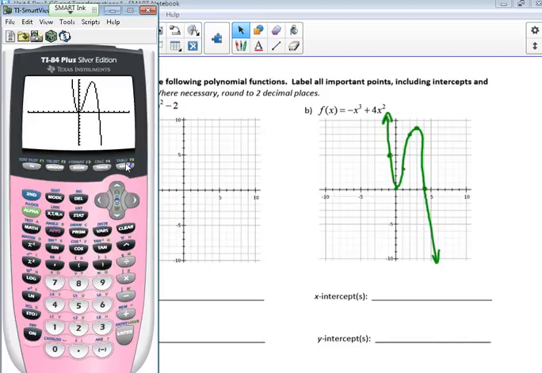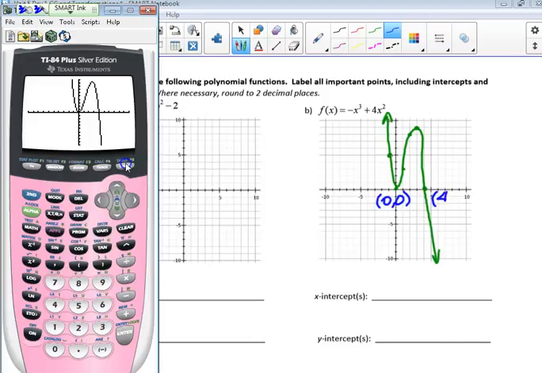So they want me to label intercepts. Can anyone see what my intercepts were? You could look at the table if you need to. Well, what was this intercept right here? 0, 0. Right? Anything where the y value is 0, I should have 2 of them. And then what was this one? 4, 0. Excellent. Yep.